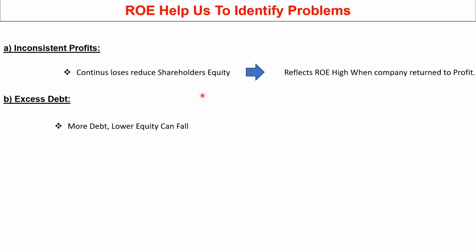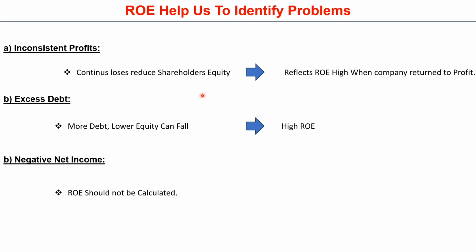Excess debt. If the company has more debt and lower equity, this reflects in a high ROE. If the company has negative net income, ROE should not be calculated. When the company has negative shareholders' equity or losses, in those cases we can't calculate the ROE of the companies.